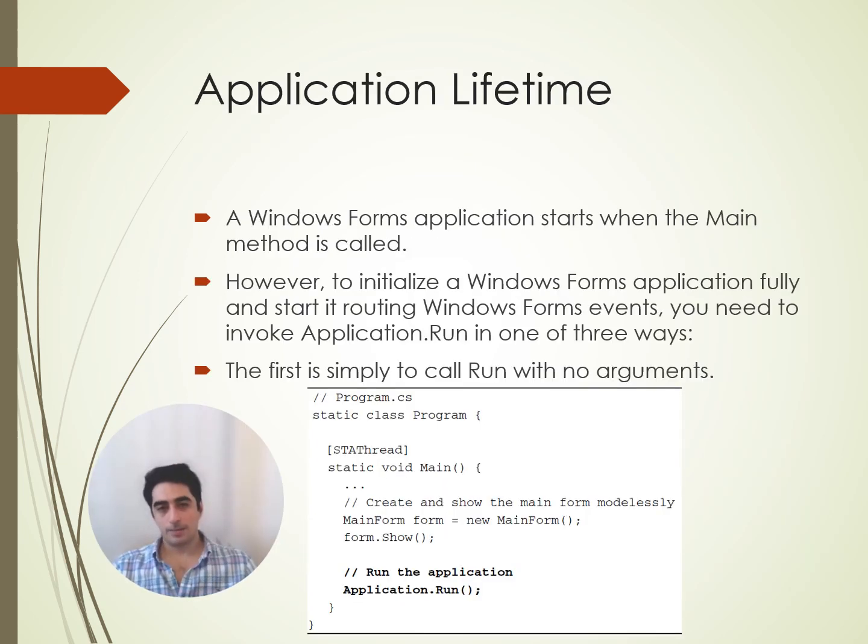Now let's talk about application lifetime in WinForm application, basically in C# Windows programming. A Windows form application starts when a main method is called, just like any other program. The main is going to be the beginning of the program. However, to initialize a Windows form application completely and start routing Windows Forms events for different control objects, you need to invoke Application.Run in one of the three following ways. The first way is to simply call Run with no argument. As you see in this code, I just simply said Application.Run and I didn't pass any input parameter to it.